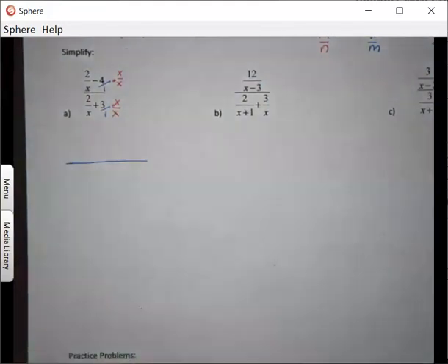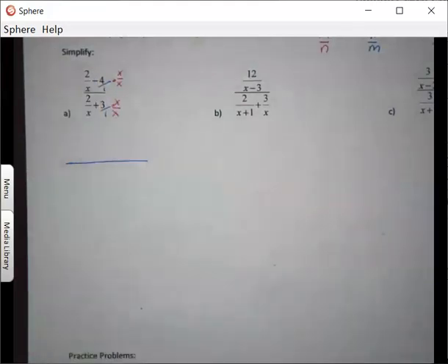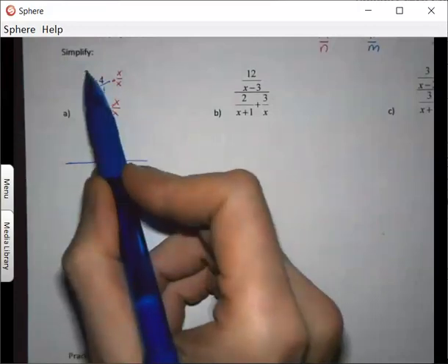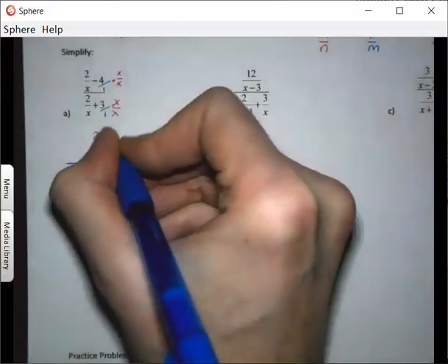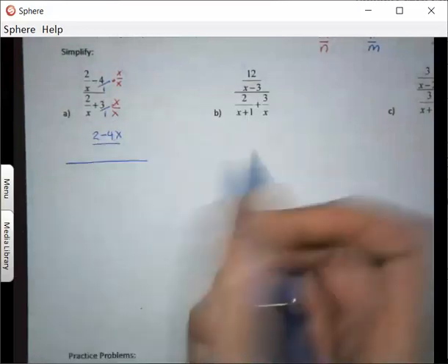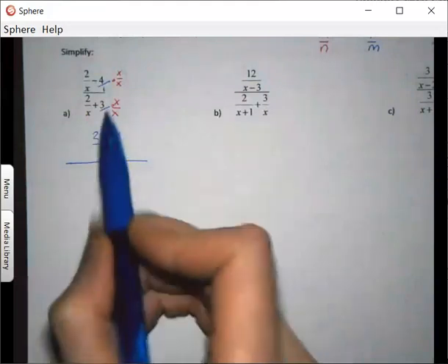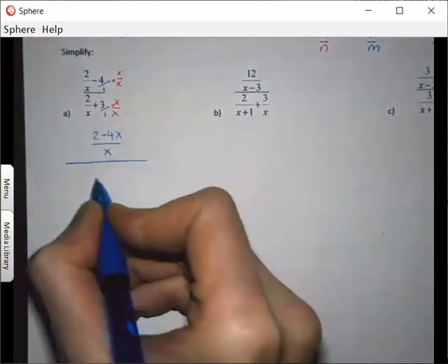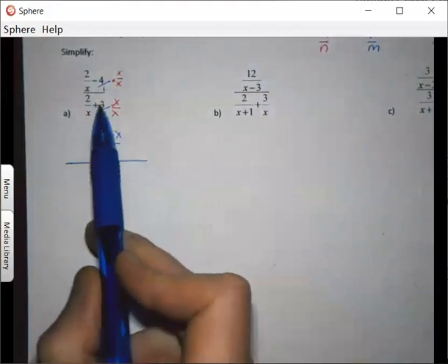So I have a common denominator on the top, so I'm going to subtract across the top. So this will be 2 minus 4 times x over my common denominator of x. And then here, my common denominator is x again. And my top is going to be 2 plus 3x.